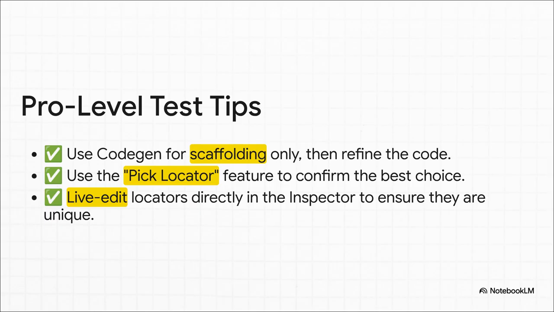They also master the pick locator feature. This lets you pause everything and explore different locator options for an element, so you're in total control. And the ultimate power move? You can live edit the locators right there in the inspector and watch them highlight in the browser in real time. This guarantees you've picked the perfect, unique selector before you even copy the code.